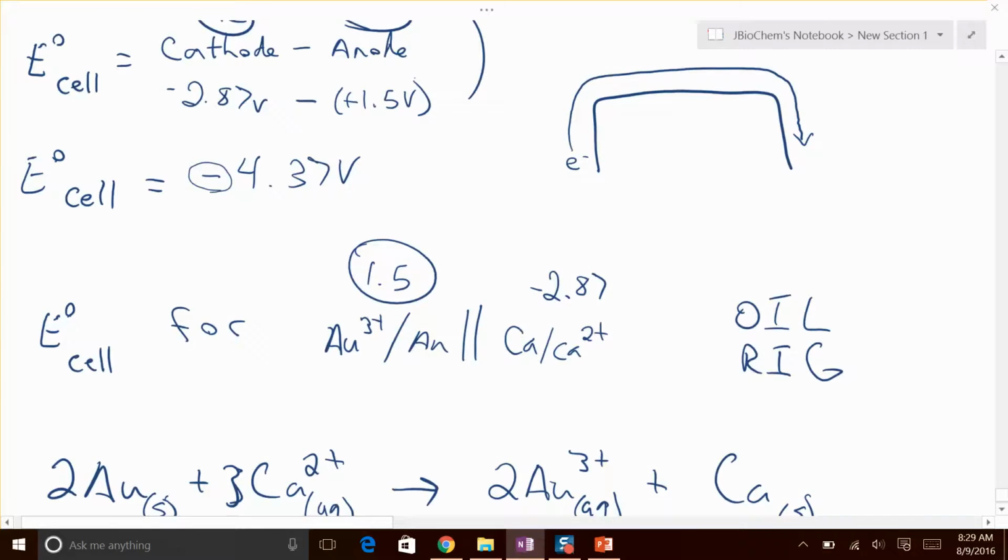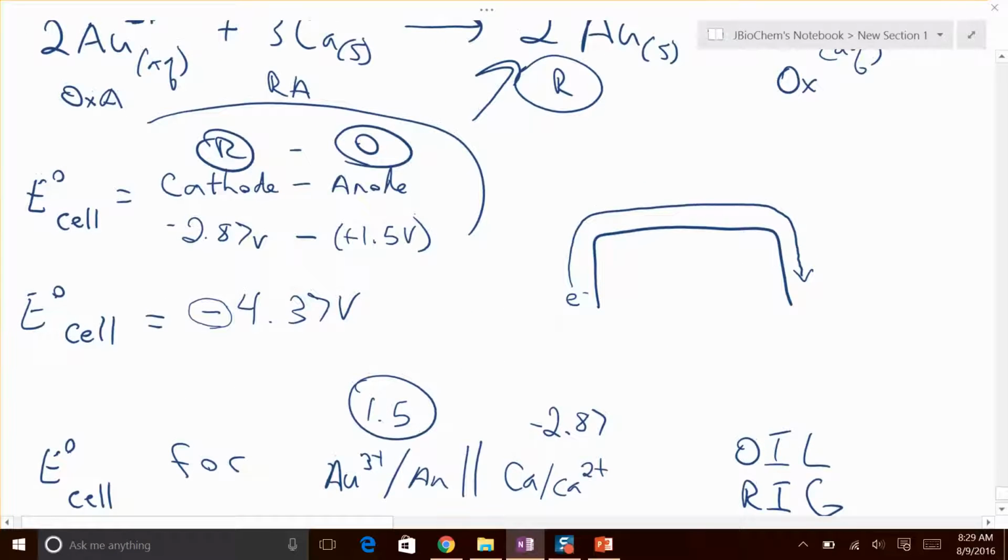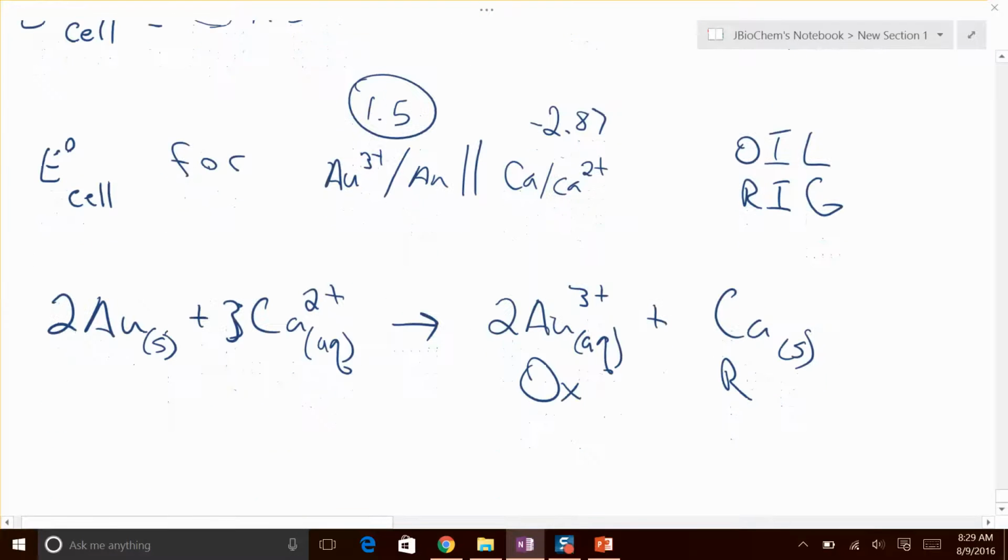We're saying instead of doing more positive minus the more negative, which would always be the spontaneous process, a better way to look at it, because you might encounter the non-spontaneous process, is reduction minus oxidation. Now that we've identified what has been reduced and what has been oxidized, E naught of the cell equals reduction minus oxidation. This is going to get you the right answer every time.